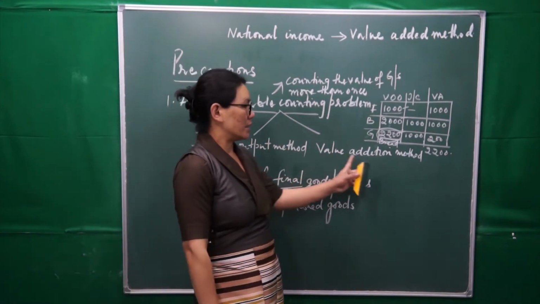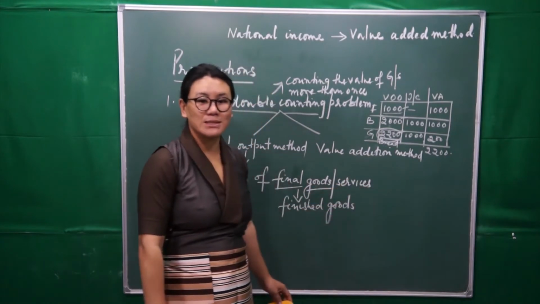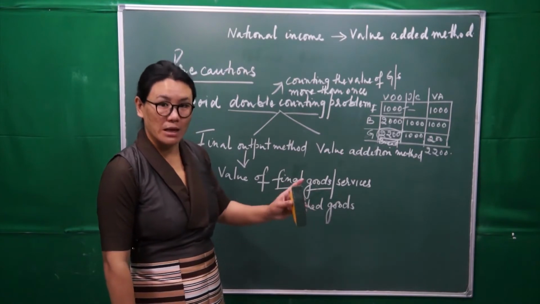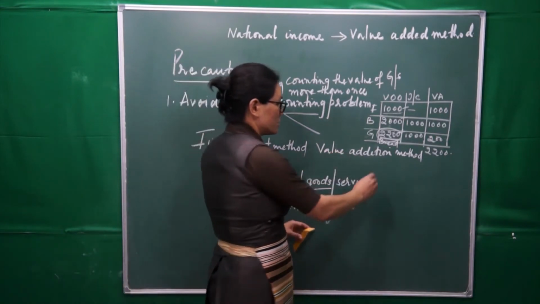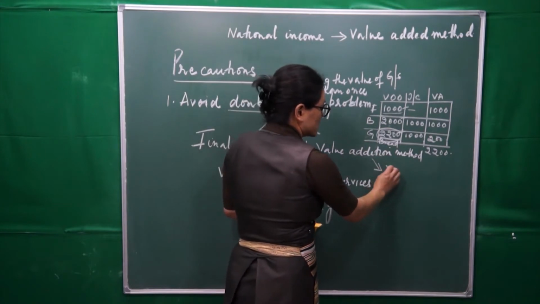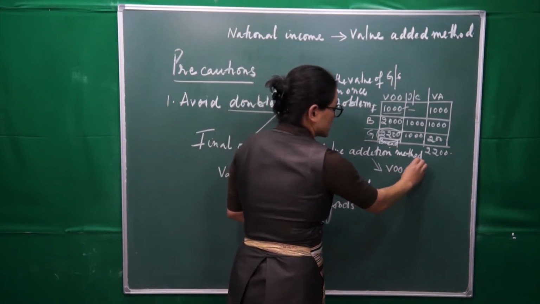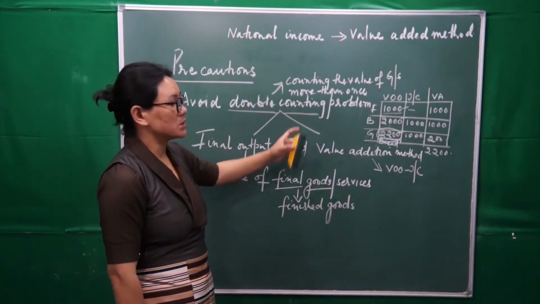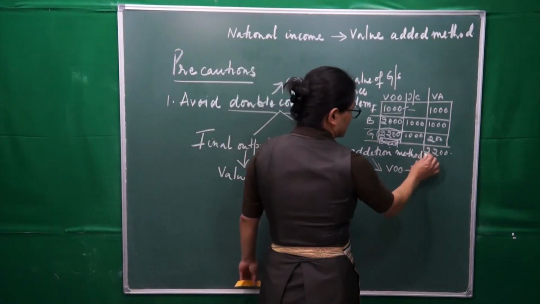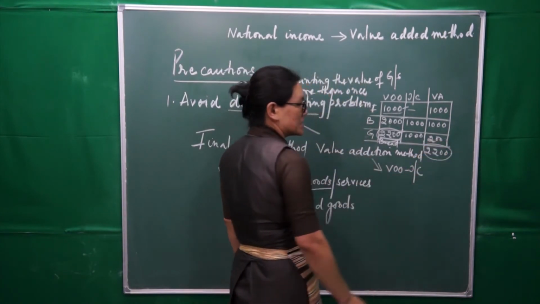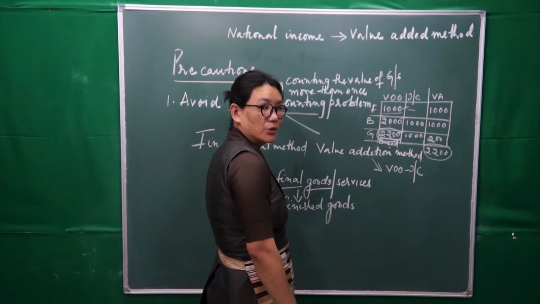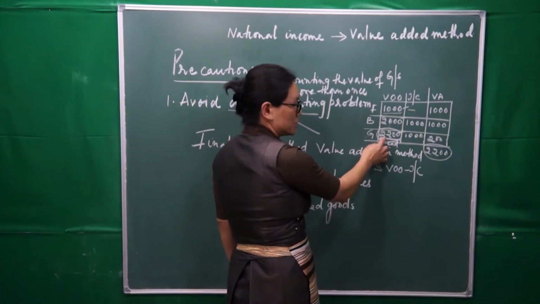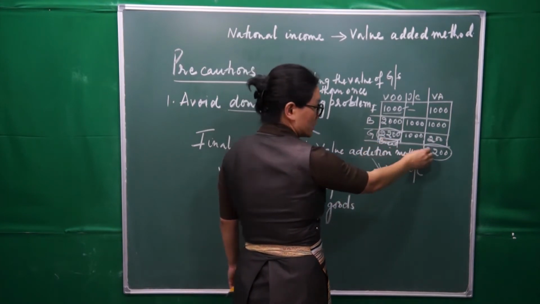Next one is the value addition method. This concept I have already discussed in detail with illustration. So what is this value addition? Value addition is the difference between the value of output and intermediate consumption. Is that clear? Now in order to avoid this double counting problem, see here, we have to consider this value addition. So this is nothing but it becomes the same as this one, right?